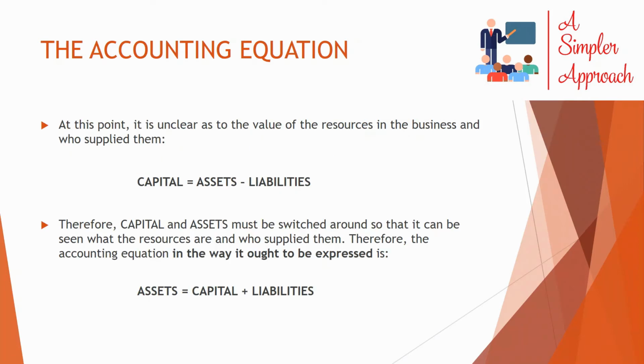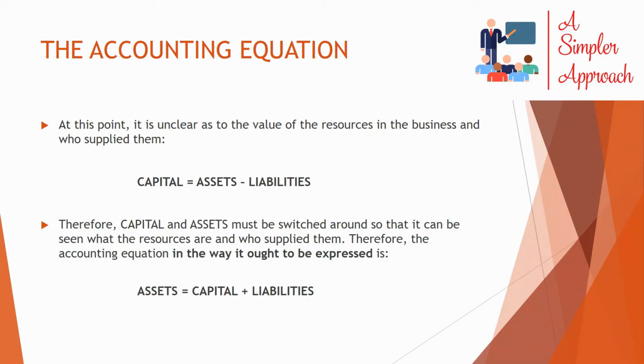When the equation is expressed as capital equal assets minus liabilities, there is an issue. The issue is, it is unclear as to the value of the resources and who supplied them. In layman terms, the equation looks wrong. That's the simplest way I can put it. It doesn't adequately tell what the resources are and who supplied them, because it started with capital equal assets minus liabilities. It's not clear.